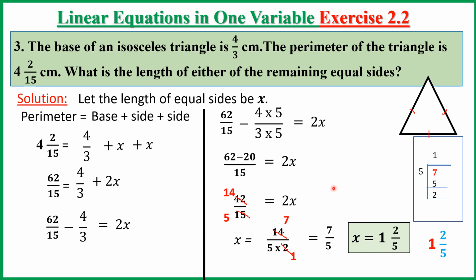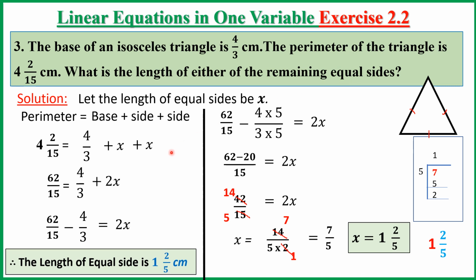Now we have found the value of x. So what is the question they have asked? What is the length of either of the remaining equal sides? So therefore the length of the equal sides is 1 2 by 5 centimeter.